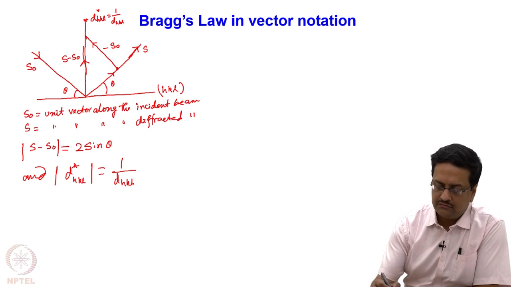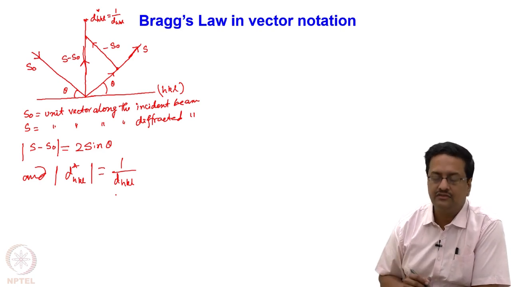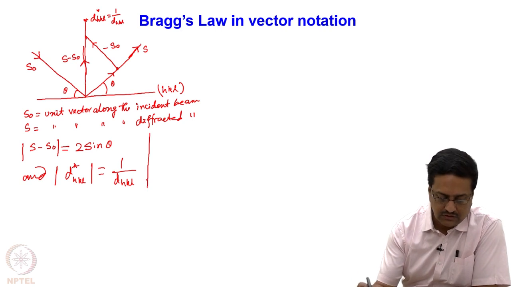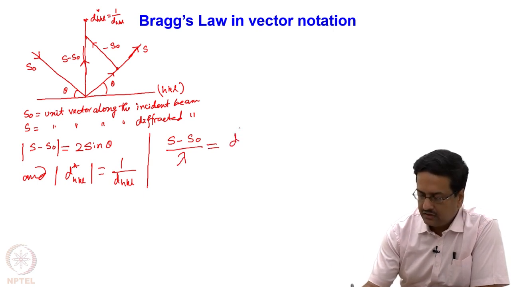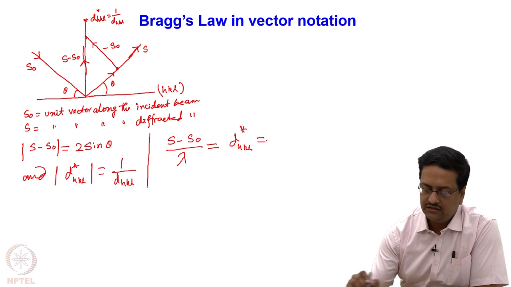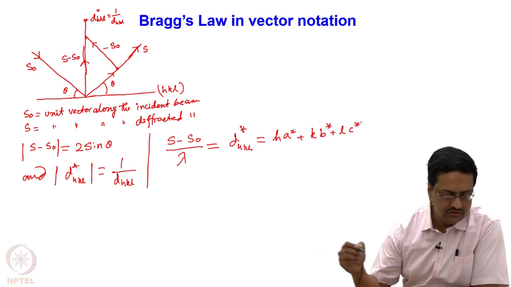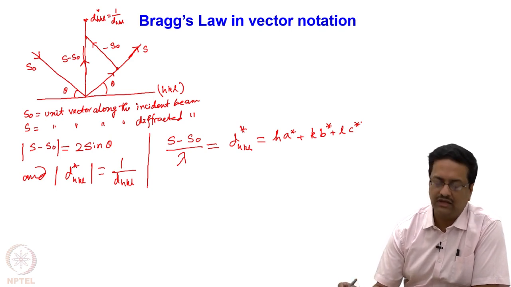So, these two conditions, if we compare, and then if we want to take a ratio of the two equations, what we end up with is the expression (S minus S0) by lambda is equal to D star HKL, which is from Bragg's law, and this D star HKL can also be written as H A star plus K B star plus L C star, where A star, B star and C star are unit vectors in the reciprocal space along X, Y and Z.